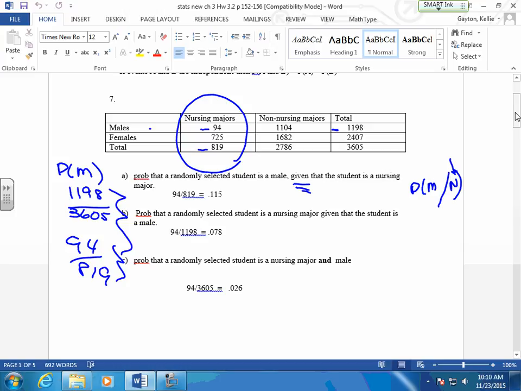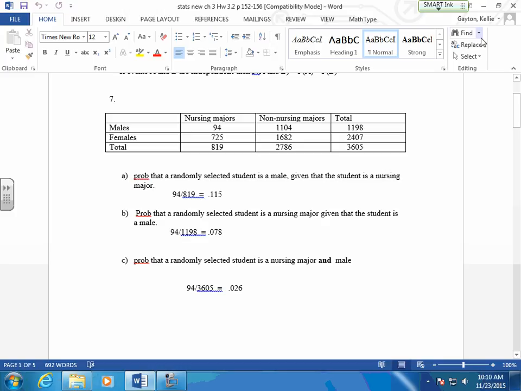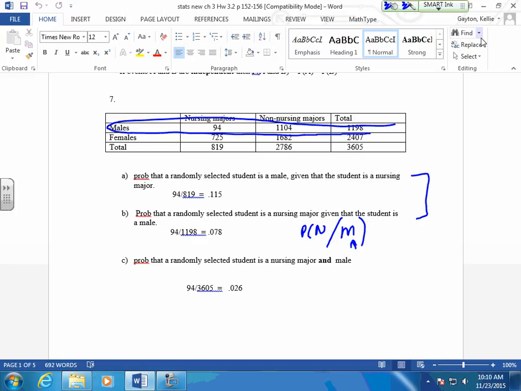Okay, so next question. The probability that a randomly selected student is a nursing major, given that the student is a male. These are two different things, because my given is the one that comes here. So given that I am a male, I'm going to be in this whole row, and I'm going to use this total. What is the probability that I am a nursing major for the whole chart? 94 out of this.